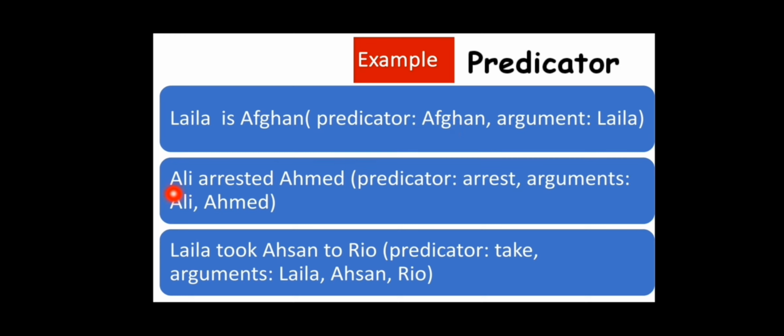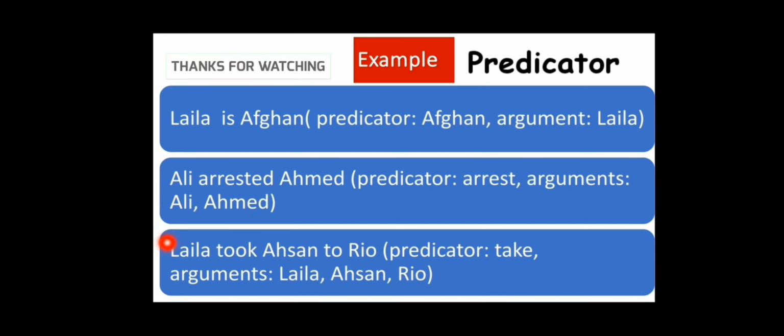Another example, Ali arrested Ahmad. In this sentence, we have two arguments. One is Ahmad and one is Ali, because both are referring expressions. And here we have arrested, which is a predicator, right? So this word plays the role of predicator, and it's a process, an activity. You can see here that arrest is a predicator and we have two arguments. One is Ali and one is Ahmad.